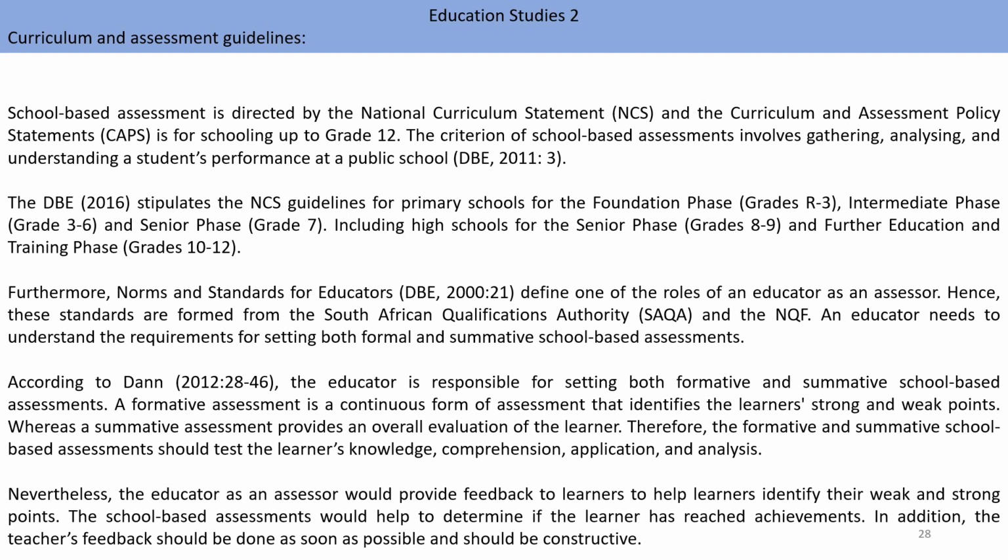Nevertheless, the educator, as an assessor, would provide feedback to learners to help learners identify their weak and strong points. The school-based assessments would help to determine if the learner has reached achievements. In addition, the teacher's feedback should be done as soon as possible and should always be constructive.